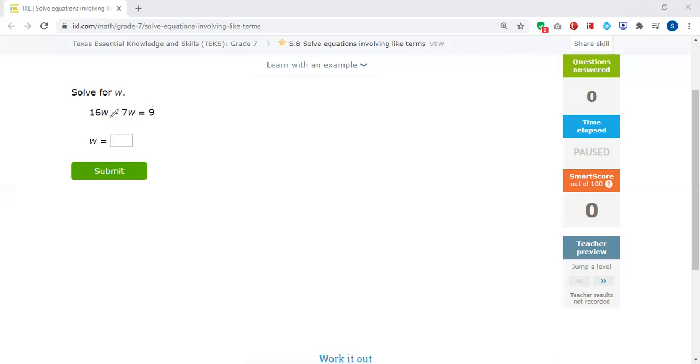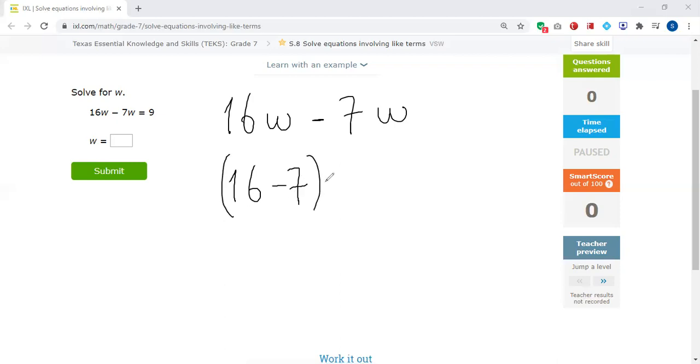So how can I combine these two like terms? You see we have 16w minus 7w. So we are going to combine the coefficients. What is the coefficient here in this term? In this term, the coefficient is 16. And in this term, the coefficient is actually negative 7. Okay, don't forget the negative here. So I'm going to combine these two: 16 minus 7 w. So this is equal to 9.